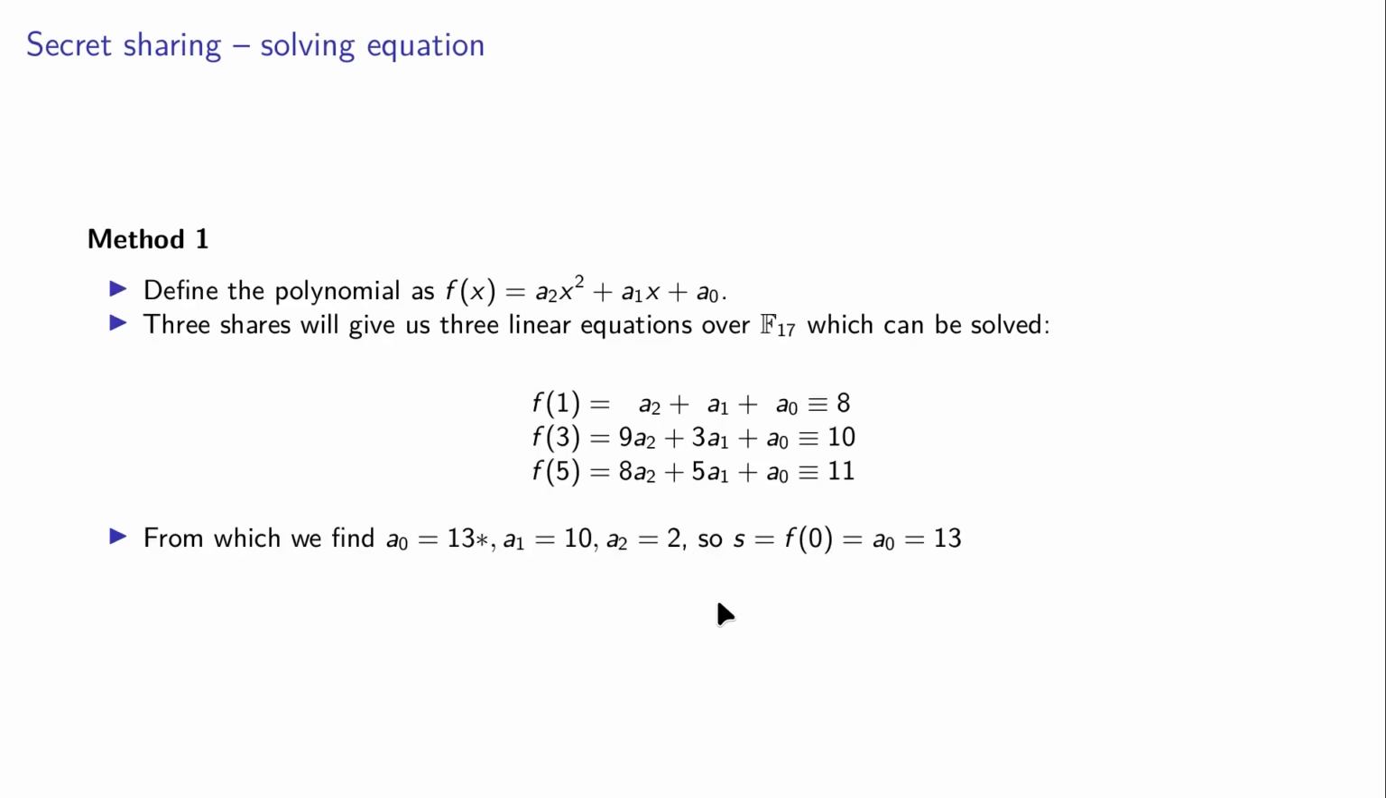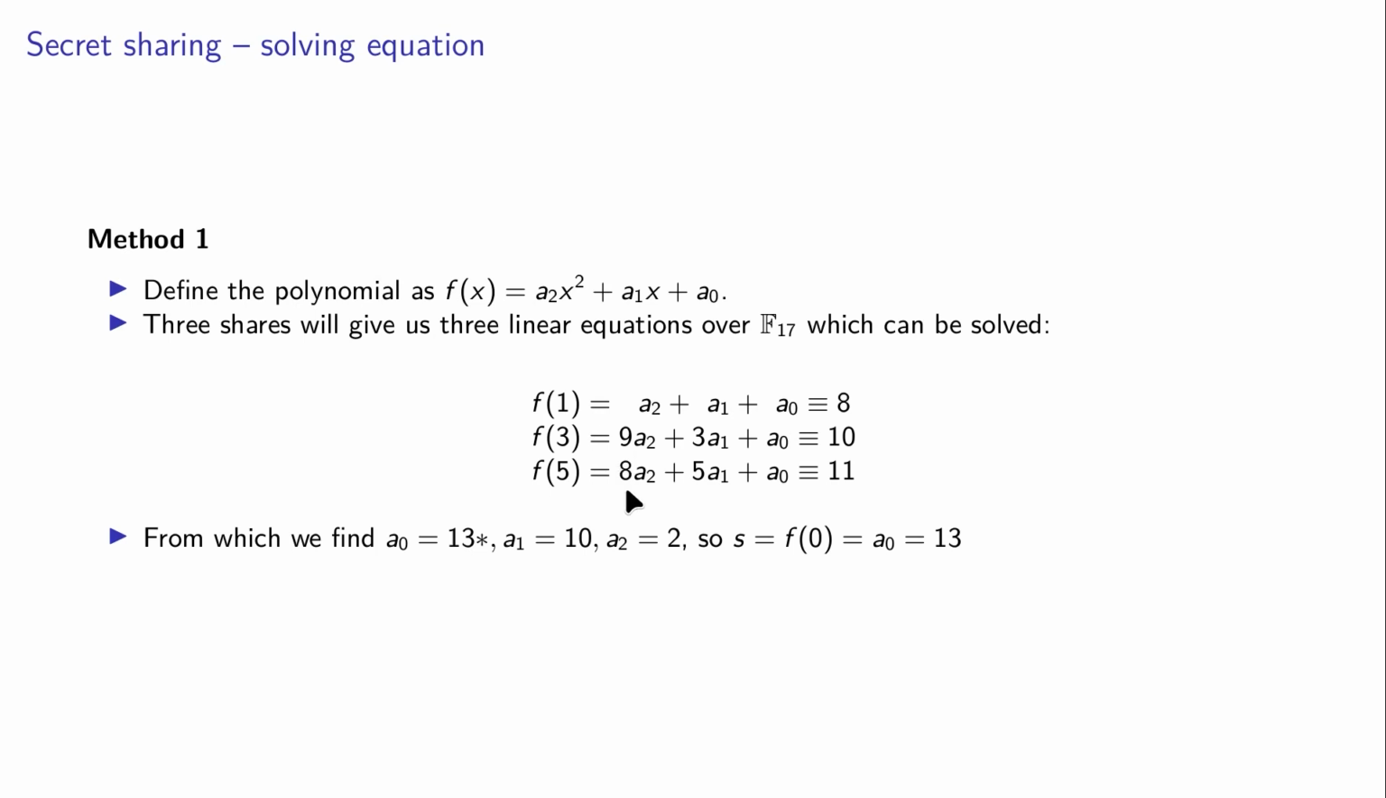So the first method is simple. We know that we don't know A2, A1, A0. This is what the 3 shareholders want to compute. But they know these equations. The first shareholder knows that x is equal to 1, so he can fill this in the polynomial, and he knows it's equal to 8. The 1 here is x squared, the 9 here is 3 squared, and the 8 actually is 25, 5 squared, so it's 25 modulo 17. This is why we get 8 here in this position.